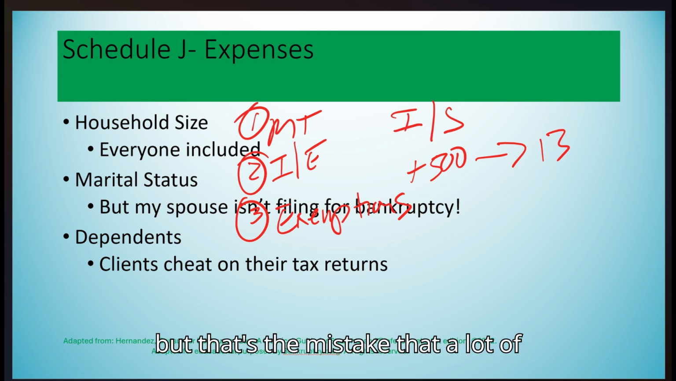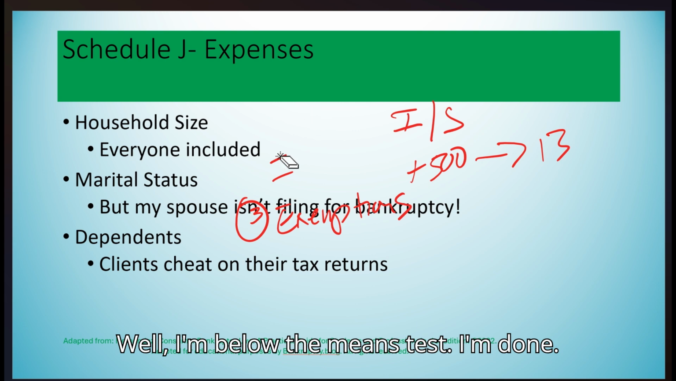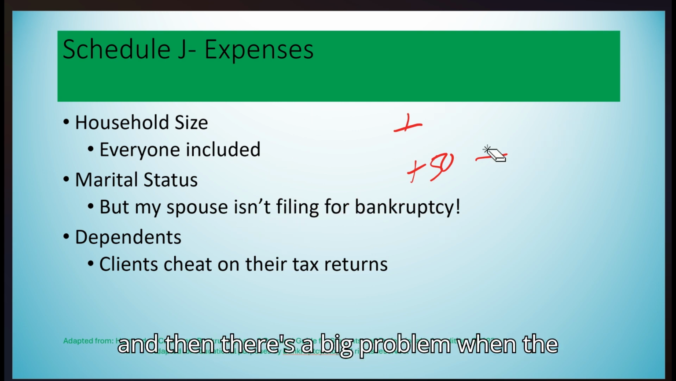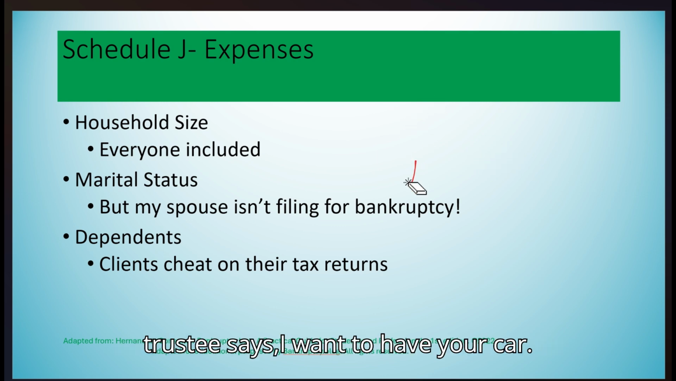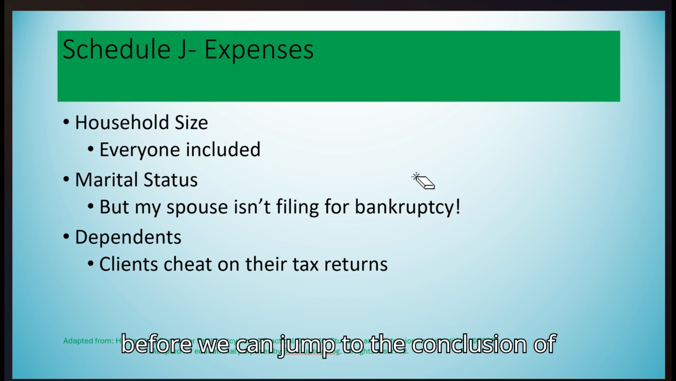So it's just so many things that we have to look at. But that's the mistake that a lot of times pro se debtors make. They say, well, I'm below the means test. I'm done. I'm filing for Chapter 7. And then they realize they have all these equity issues. And then there's a big problem when the trustee says, I want to have your car. So we have to look at all those issues before we can jump to the conclusion of what we're going to do.